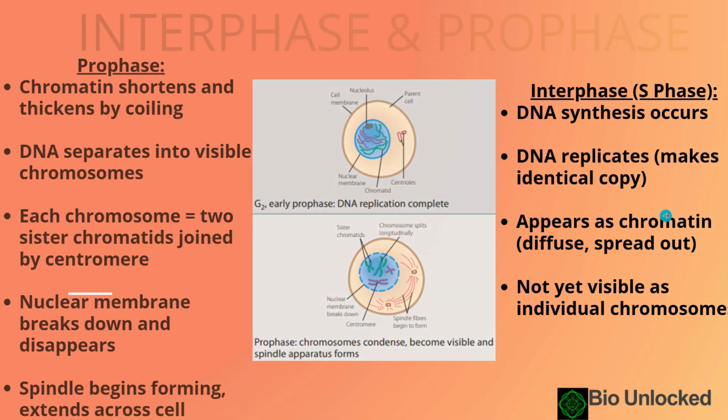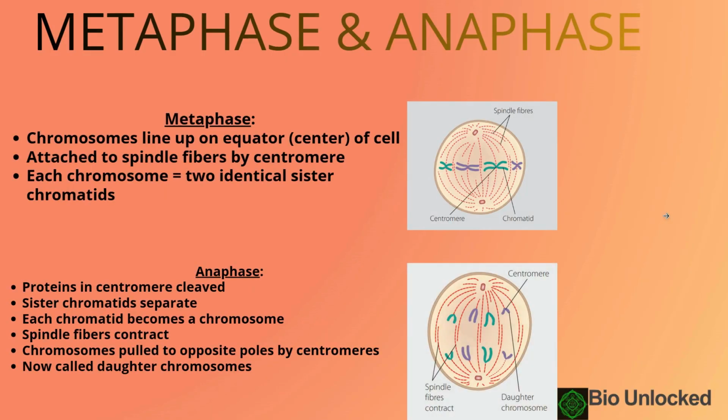Now, let's start with the first phase, metaphase. Chromosomes line up across the center or equator of the cell. Each of those chromosomes is attached to a spindle fiber by its centromere. Now, each chromosome in this consists of two identical sister chromatids.